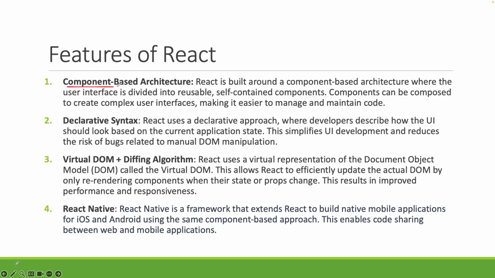Okay, so first it's a component-based architecture. React is built around the component-based architecture where the user interface is divided into reusable, self-contained components. Like we talked about the image gallery before, you can make this a component which contains the necessary information, because the image gallery displays different images, right? Then we can just pass the image object to another component and place the component in different locations, so that the image gallery can be used in different pages for different displays.